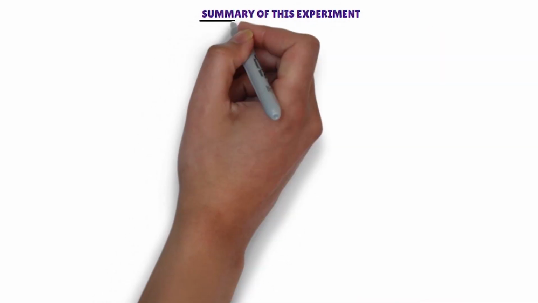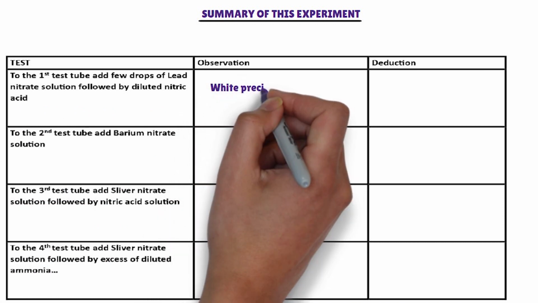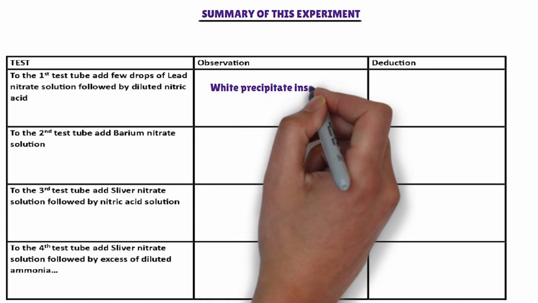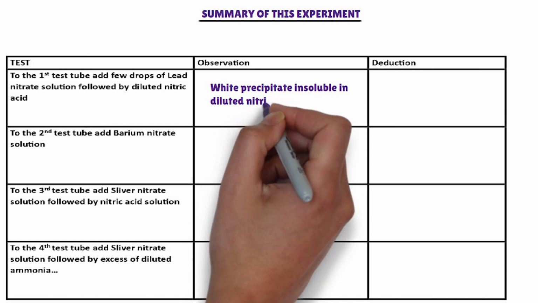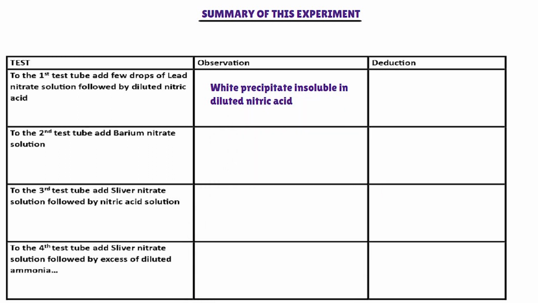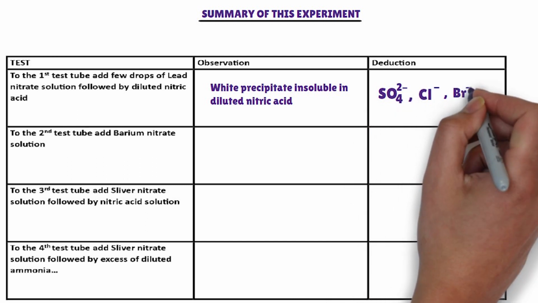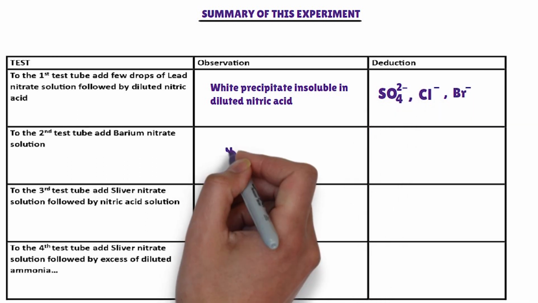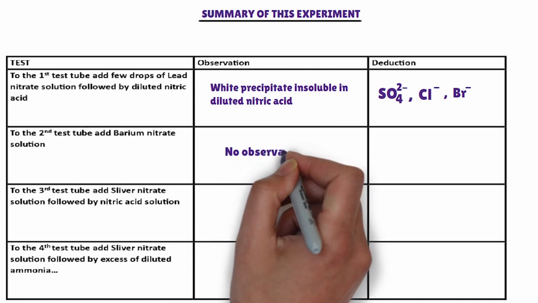Summary of this experiment. To the first test tube, lead nitrate solution is added followed by diluted nitric acid. The anions that form white precipitate with lead nitrate, and the precipitate formed is insoluble in nitric acid, are sulfate ion, chloride ion, bromide ion. To the second test tube, barium nitrate solution is added.